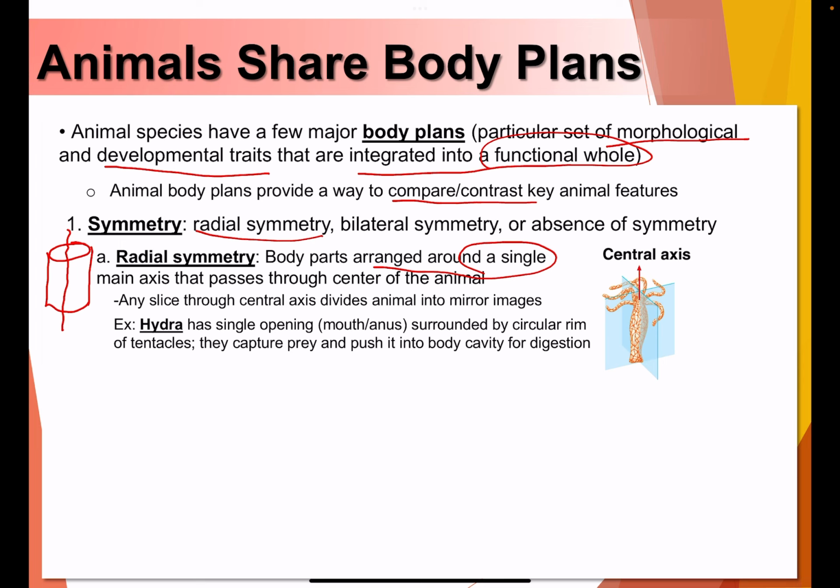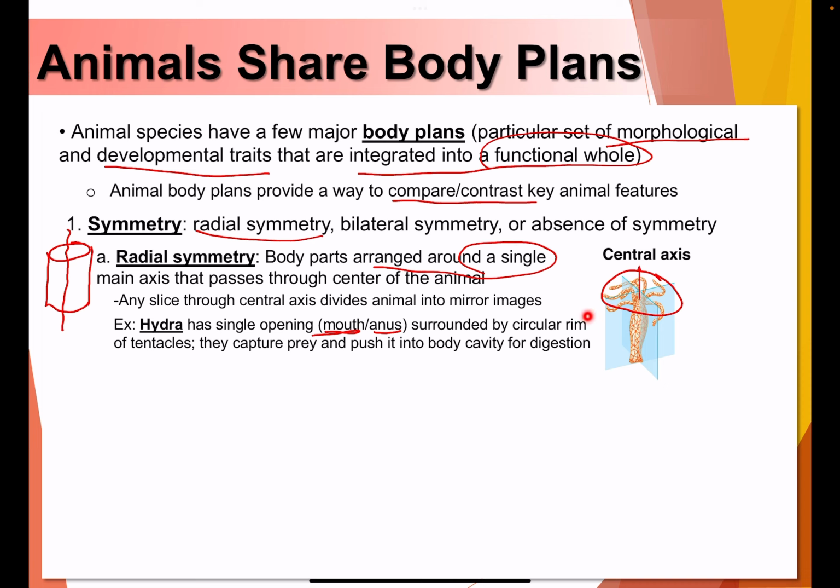Hydra is a simple form of animal with a single opening that serves as both the mouth and the anus, surrounded by a circular rim of tentacles at the top. They usually capture their prey with their little tentacles and then push it into their body cavity, this interior hollow space that is formed by the blastocoel, and then the gastrulation process forms the archenteron. But we'll talk about that in another section. That is how it has this hollow body for digestive purposes, and these tentacles push things inside to itself. That's what Hydra looks like.